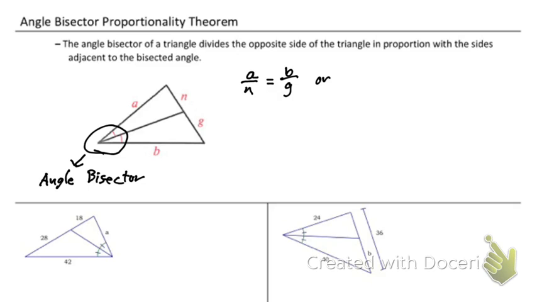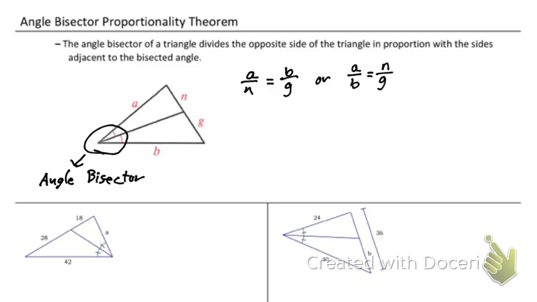Does anyone want to finish this statement for me? I'm going to go A over B. Just knowing things about proportion, if I do A over B, what do you think the other side of the equal sign is? Davion? It'd be N over G. Yep.